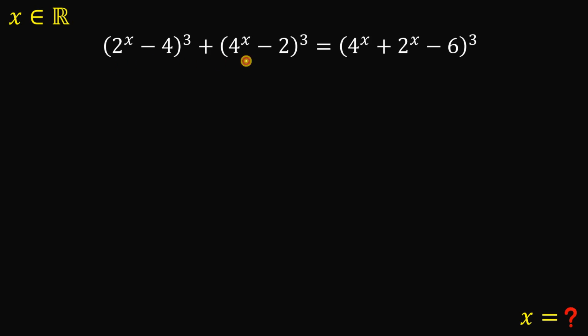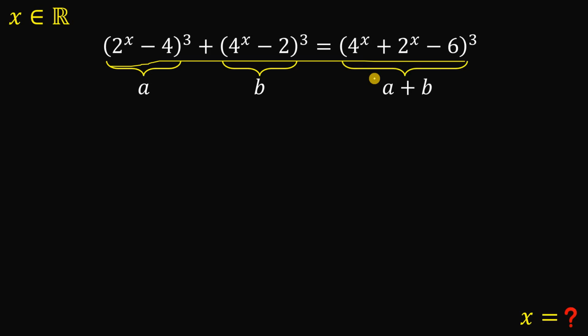So given this equation, the goal is to find the value of x. Now, what we're going to do to answer this kind of question is to notice something. Take note, when we let this part be equal to a and this part be equal to b, when we add a and b, we have 4 raised to the power of x plus 2 raised to the power of x, and negative 4 plus negative 2 will give us negative 6. Therefore, the right-hand side of our equation is simply equal to a plus b. So, our equation now becomes a cubed plus b cubed equals a plus b raised to the power of 3.